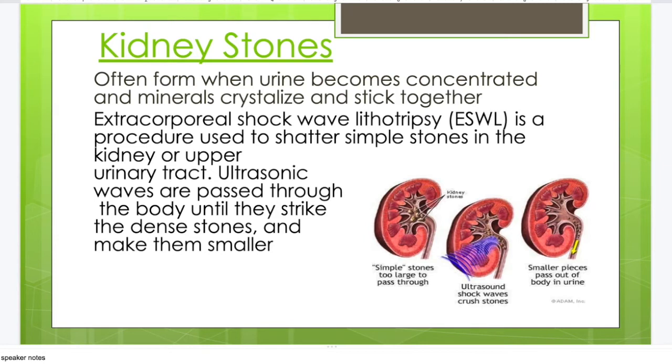Our first problem that can happen with the urinary system is something called kidney stones. You may have had kidney stones before, or you may know someone who has. What happens with kidney stones is that the urine becomes concentrated in the kidneys, and the minerals being pulled out of your blood crystallize and stick together and make what we call kidney stones inside of your kidneys. So you can see them here.